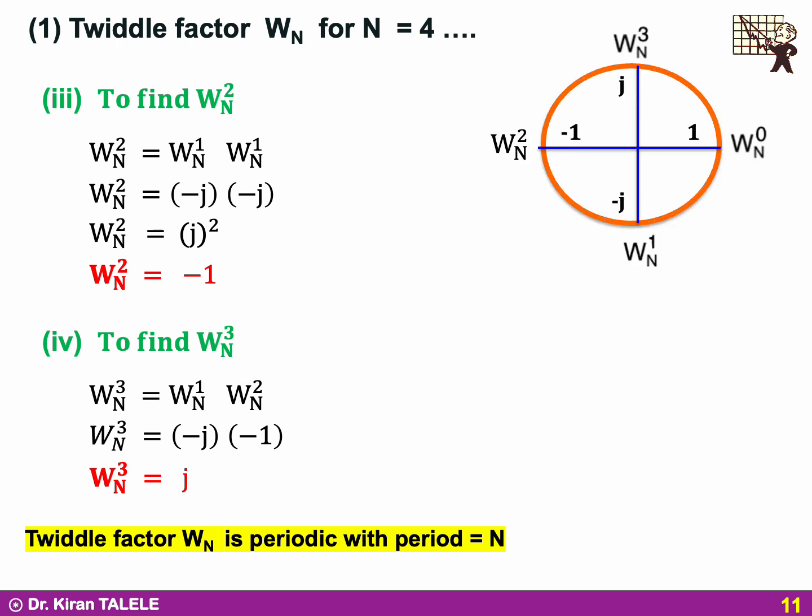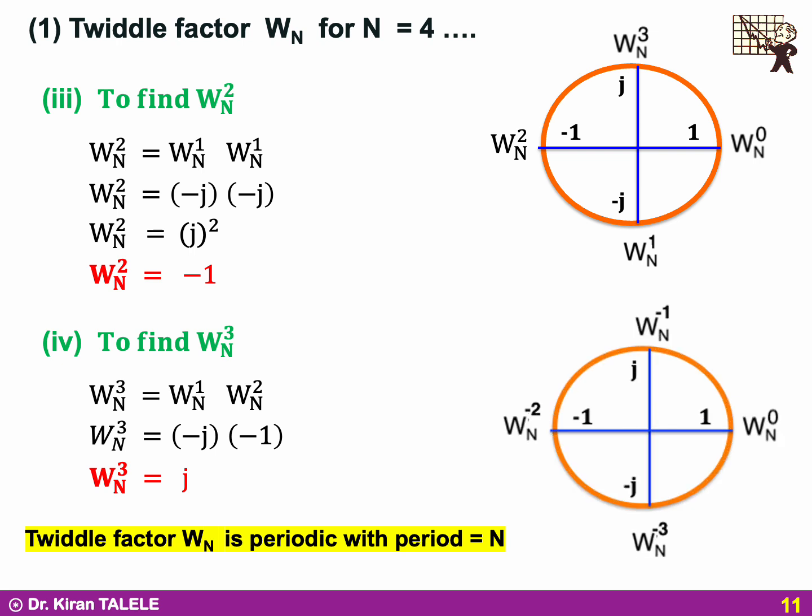So we can write those values on this circle diagram, and we get this twiddle factor which is periodic in nature from this circle diagram. So this is W^0, W^1, W^2, W^3, W^4, W^5, W^6, periodic, repeated again and again. The same concept applies for inverse values of twiddle factor. Twiddle factor negative power is also periodic, but in anti-clockwise direction on this circle diagram.